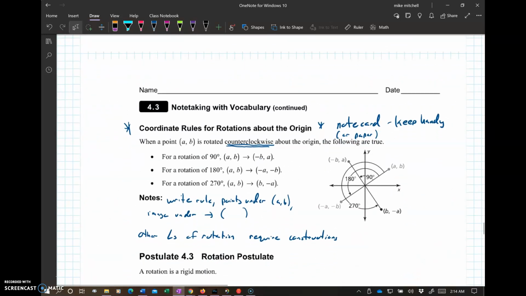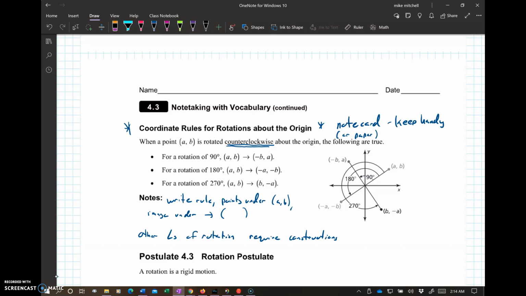But these rules, like the one we had for reflection, these set of rules should be written down on a note card and kept handy. You're going to need them. Better to have them available than to spend all your time looking for it. You'll see in the examples, I write the rule down, which is like this part right here. Then I write my points under the AB, which is what I'm saying there. And the image goes under the new, whatever the rule happens to be.